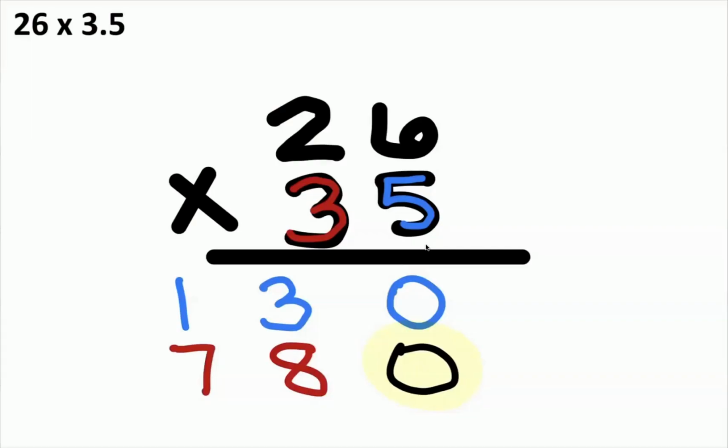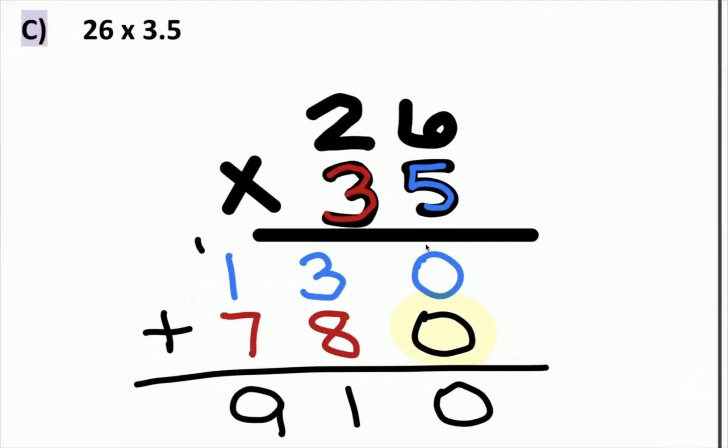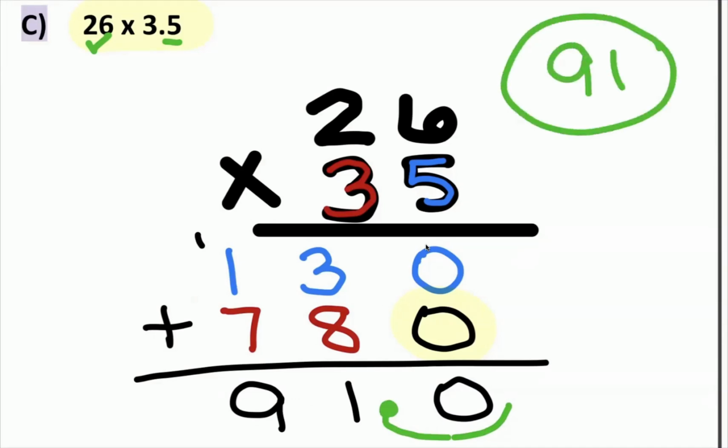Now I multiplied my 5 times each number on top and my 3 times each number on top. Now we're going to add: 0 plus 0 is 0, 3 plus 8 is 11, carry the 1, and 1 plus 1 plus 7 is 9. So we're almost done. Our answer is not 910. The very last step is you go back to the original problem and you count how many total numbers are after the decimal. 26 doesn't have any decimals, so we're good there. We have one number after the decimal here. So we're going to make sure our answer has one number after the decimal as well. And our answer is 91.